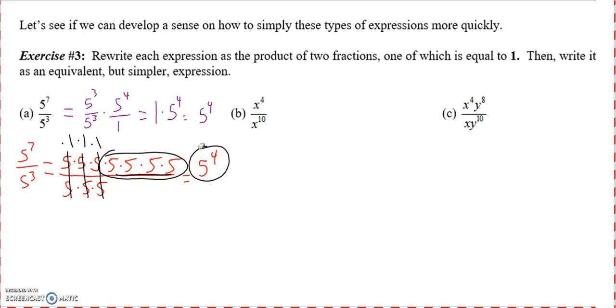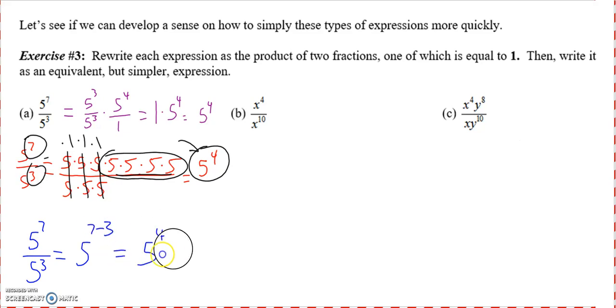Now this is a long way of doing it, but hopefully you could see the connection here. What did we do with those numbers? If you just end up subtracting those, you would get 5 to the 4th. So this is another exponent rule saying that when you're dividing same numbers, what you do is just subtract the exponents, and that would be your answer.